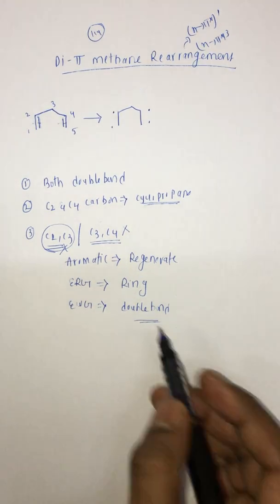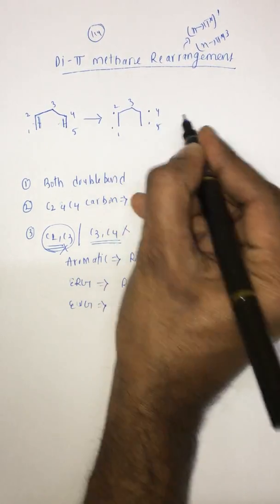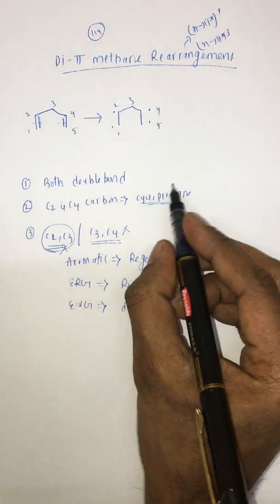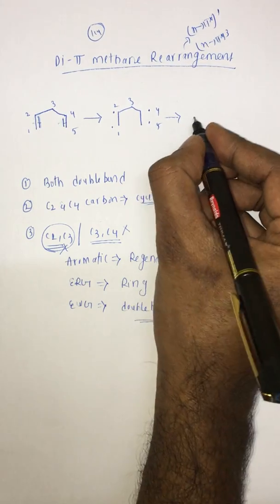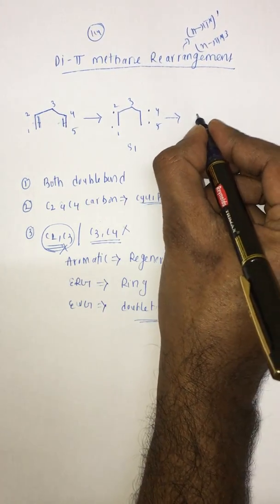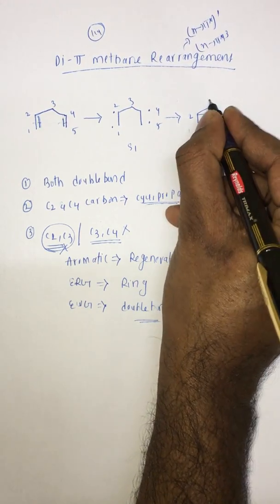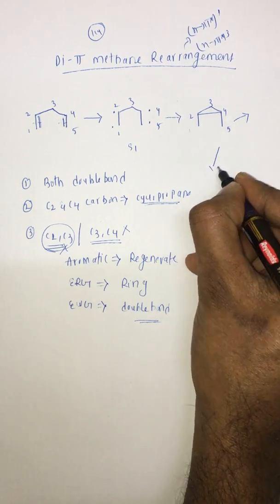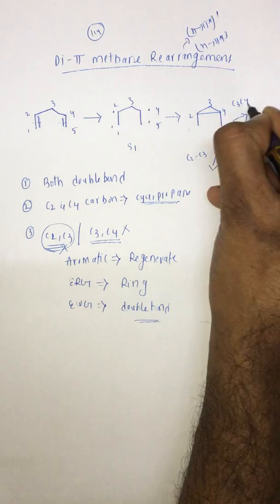Okay, now we'll go for the second step. This is 1 2 3 4 5. So the next step is the formation of a bond between C2 and C4. This is the S1 state. Now 1 2 3 4 5. So there are two possibilities now. First we will break C2C3, and here C3C4.